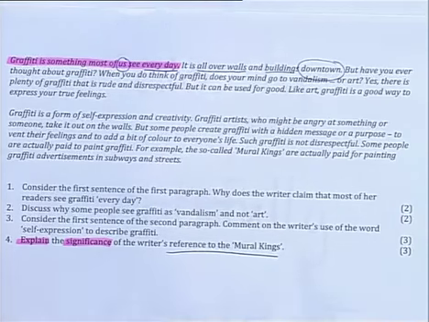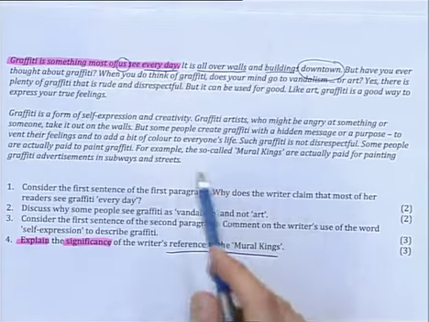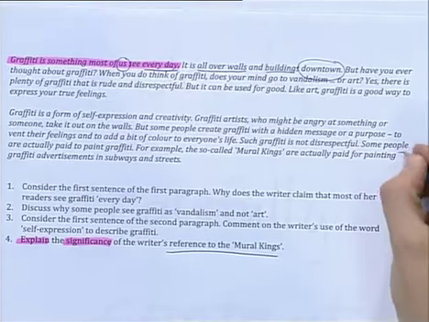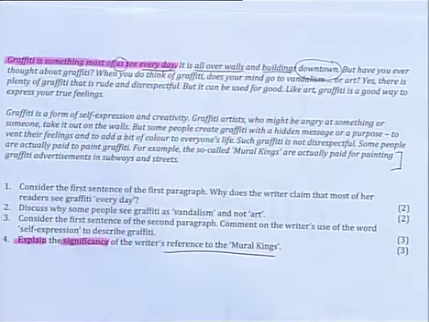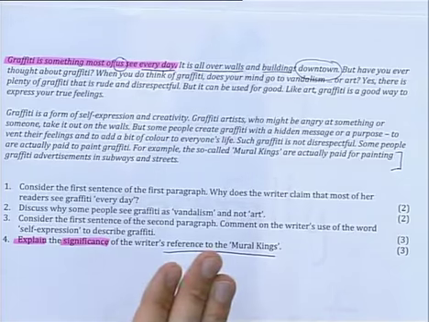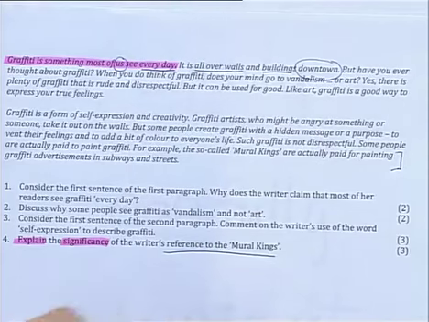So we read through again, and we find it's over here in the last sentence of the second paragraph. The sentence reads, for example, the so-called mural kings are actually paid for painting graffiti advertisements in subways and streets. There's the sentence, but we need to read it in context. So what do we do? We go back and we reread the paragraph.